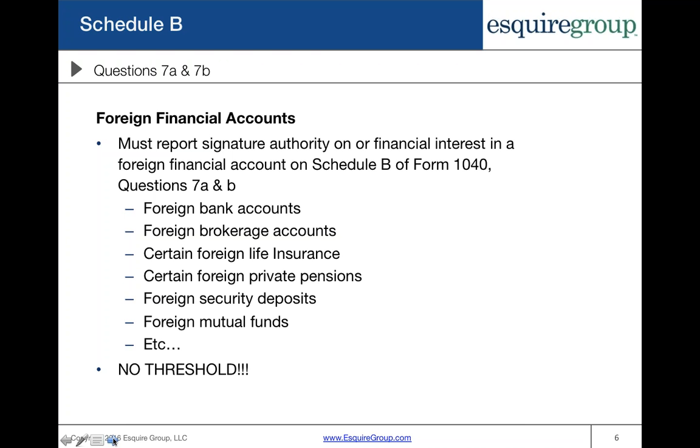It's just simply yes or no. Do you have signature authority on or a financial interest in a foreign financial account? And so I think that's pretty straightforward.